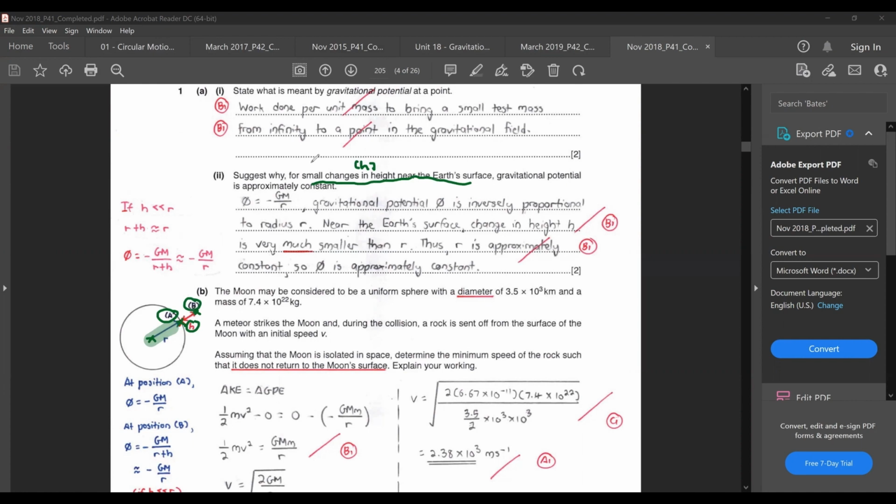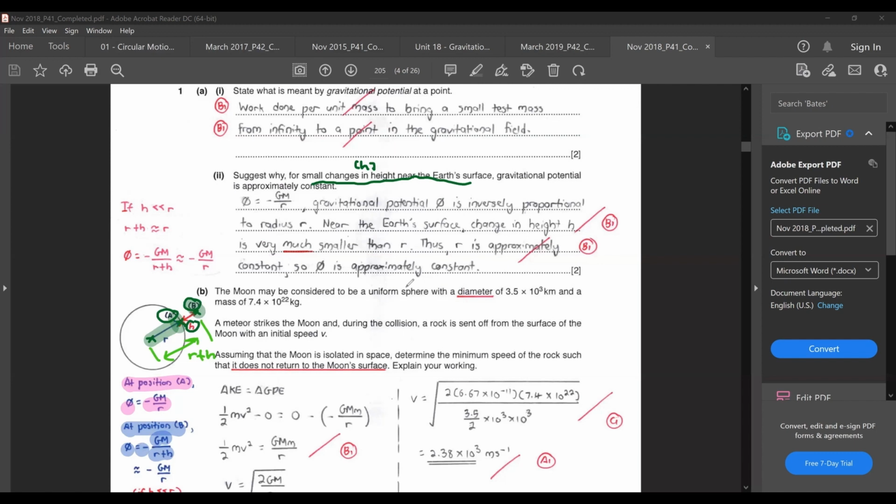Okay, so what we're interested in is point A and point B. Now, for position A, our potential there will be negative GM over R. At position B, our potential there will be negative GM over R plus H, because we want the center to center distance. Our center to center distance will actually be this one, R plus H.